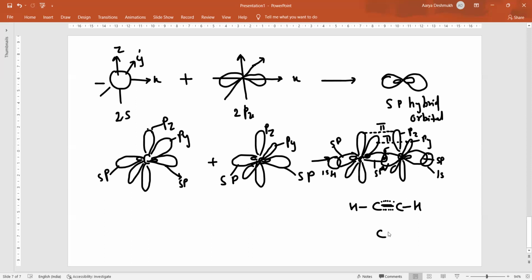So in short, this is the structure of the acetylene or ethyne molecule. In this way, the acetylene molecule is formed by using the sp hybridization concept. So we talked about sp3, sp2 and sp hybridization by taking one example. You can elaborate the things by using another example like beryllium chloride also. Thank you.